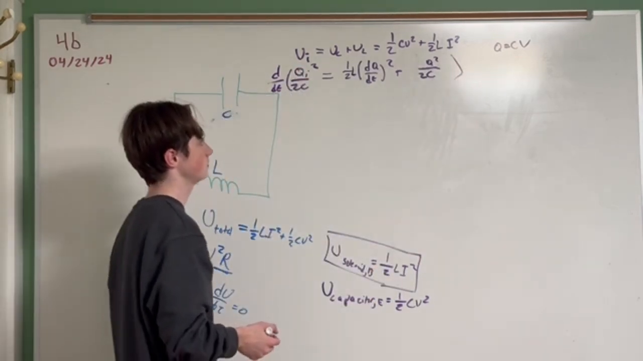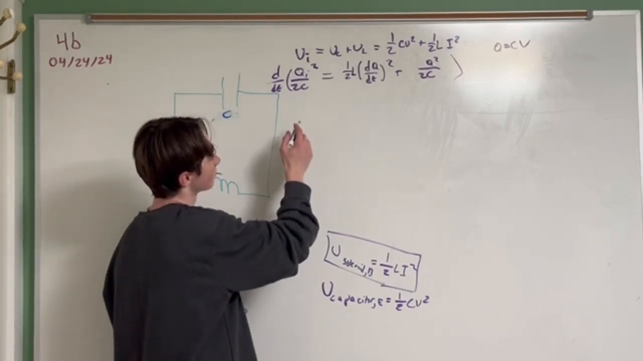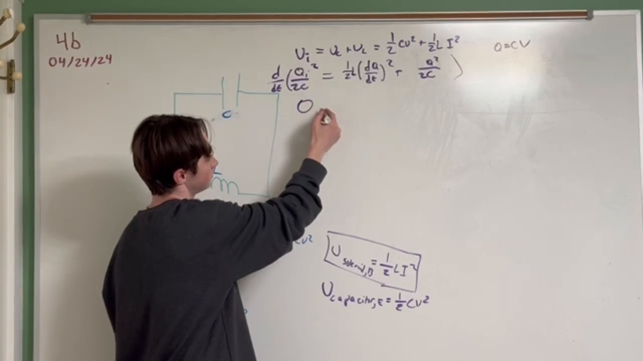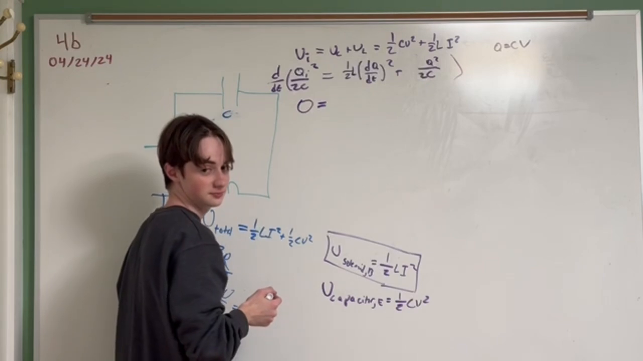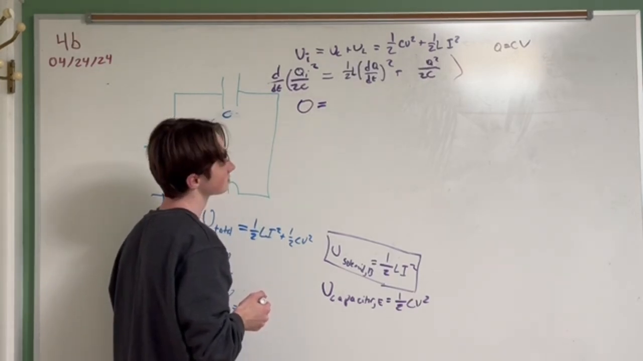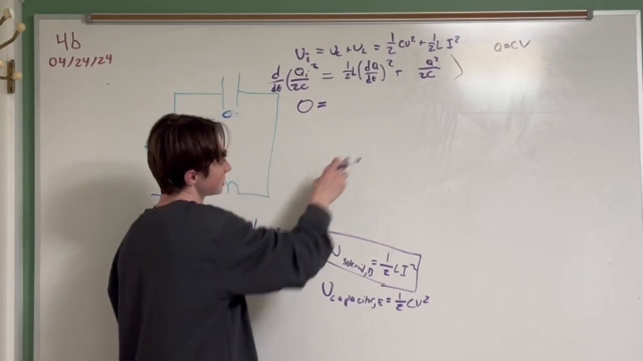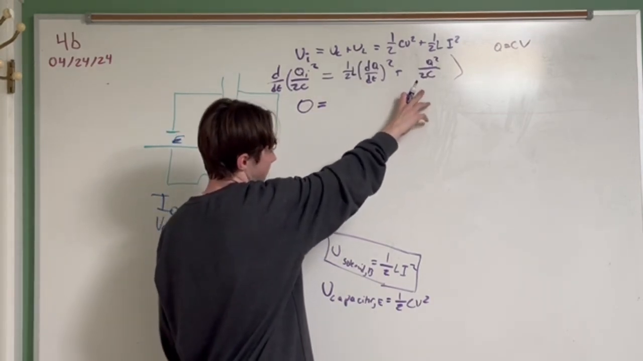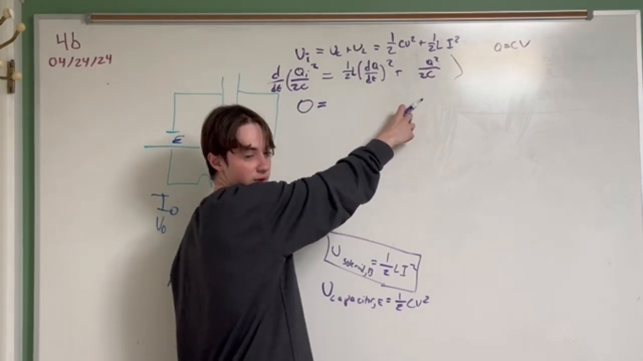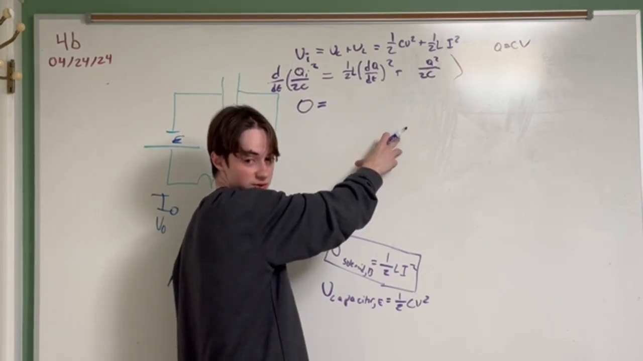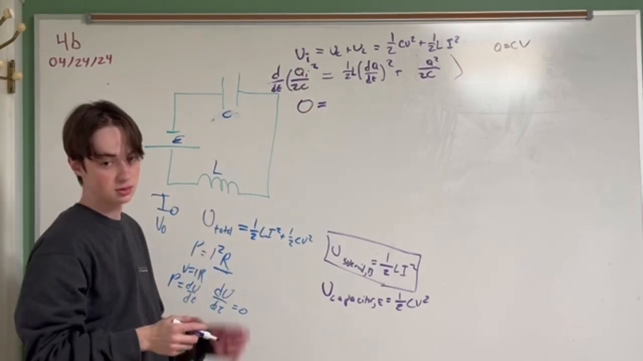Any help here? qi squared over 2C is just going to be 0. Right, and then the other part. Let's start with the right. We're taking the derivative of q with respect to time. qi is 0 because it's the initial q, so that's a constant.